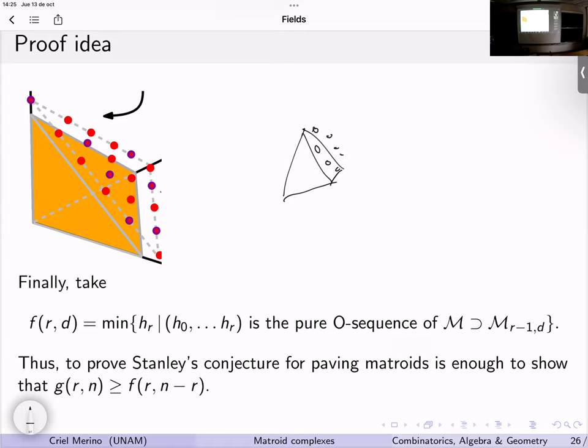And why is Stanley's conjecture equivalent to, or enough to show, that statement? Yeah, because if you have that you need fewer points to cover, then you can take the multicomplex that you want. So what you do is you first create the one with the minimal number of points that makes your multicomplex, and then you add points wherever you want. That will still be a multicomplex. So you will realize the h-vector. Clear?